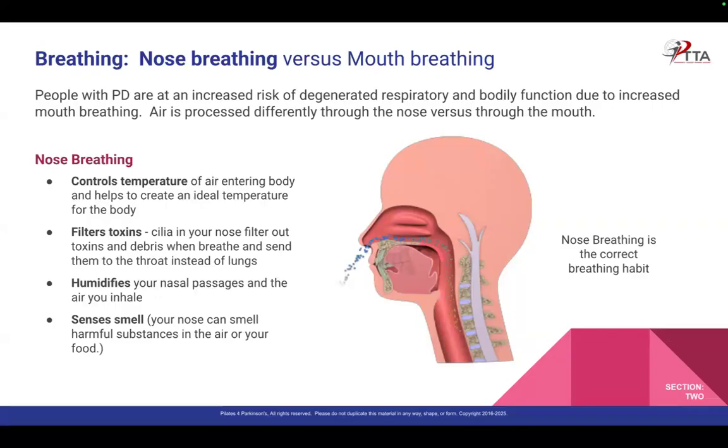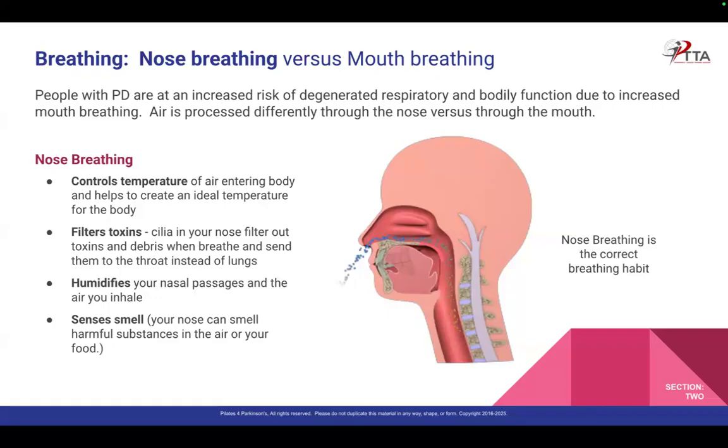So there are little tiny hairs in your nose called cilia, and they help to filter out toxins and debris when you breathe. And if you're breathing in through the mouth, it's all just getting inhaled into the mouth and throat. So that can start more bacteria growth and different things happening through the respiratory tract from the throat down. Breathing through the nose actually humidifies your nasal passages as you inhale the air.